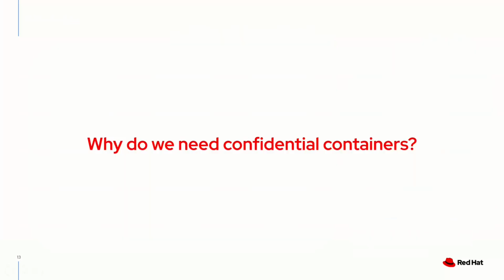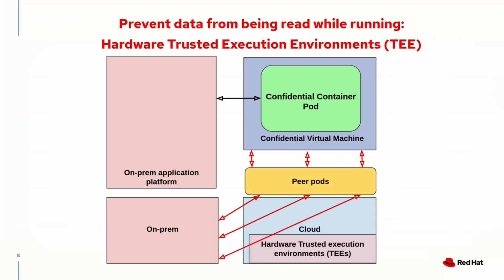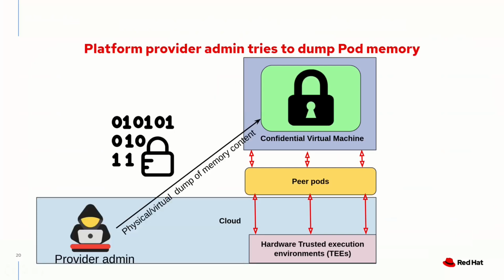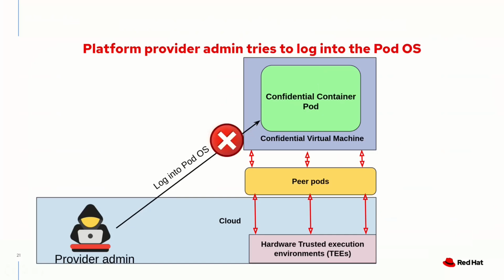But why do we need confidential containers for bursting? What security benefits do they bring? First of all, thanks to the PeerPods technology, a confidential container is capable of running as a standalone pod in a CVM outside of the on-prem cluster, even on an external cloud. Then, a confidential container does not allow anyone to inspect its workload or logs. A platform admin cannot exec into the pod. A platform provider admin cannot inspect the container memory dumps, as they are encrypted by the hardware. And of course, they cannot enter inside the CVM.